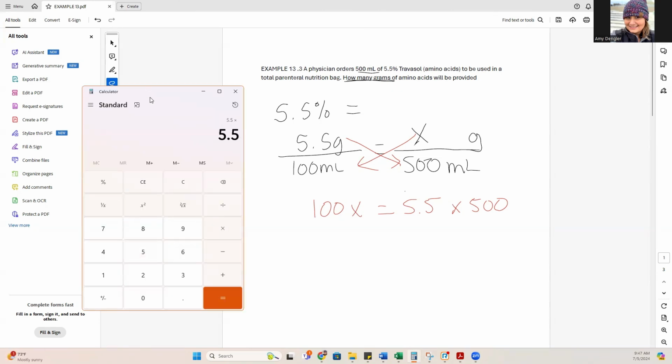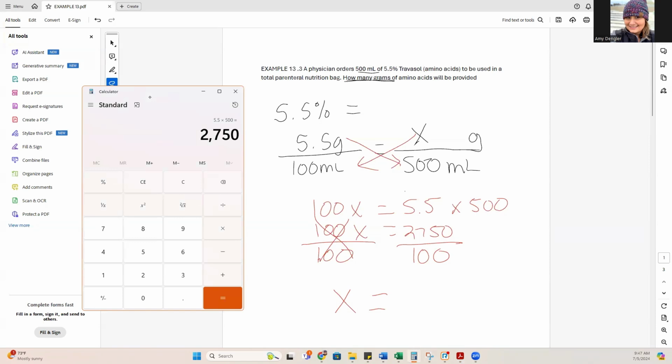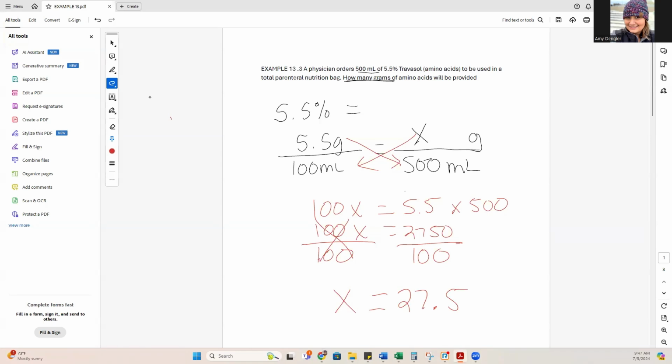So 5.5 times 500 is 2750. So we still have 100x is equal to 2750. We want to get x alone, so we're going to get rid of that 100 on this side by dividing it by 100, which gives us x. And then we're going to divide this side by 100. So 2750 divided by 100 gives us 27.5 grams of amino acid that we'll put in that IV bag.